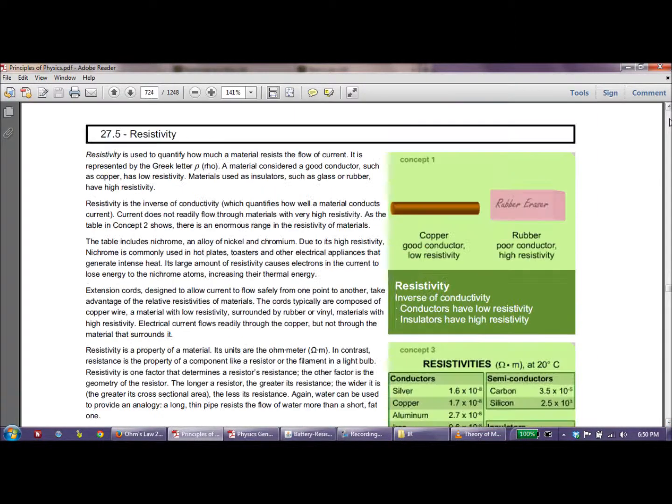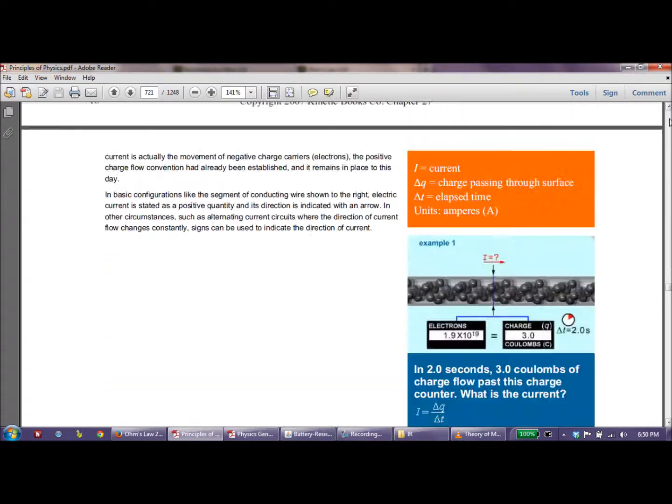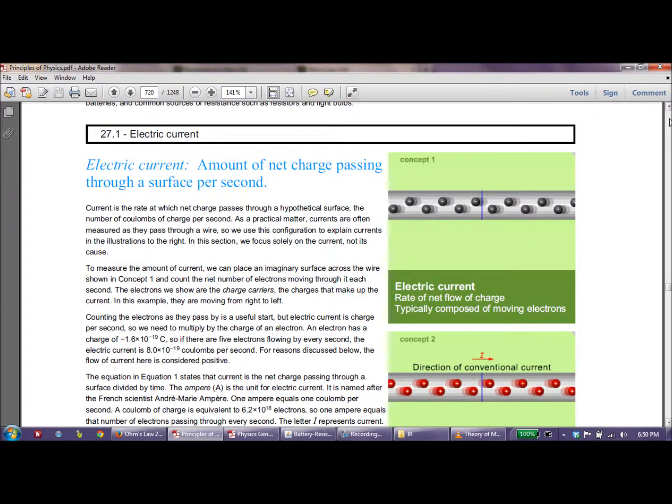But first, I wanted to talk about current. And really talk about it. You can see here, it's the amount of net charge passing through a surface per second. But I want to talk less about the definition and more about what it actually is. Current is the transfer of the movement of electrical energy, and it uses charges. Now, by convention, of course, it's the direction a positive charge would move, as we've had with electric fields and electric potential. But it's really electrons moving through conductors.